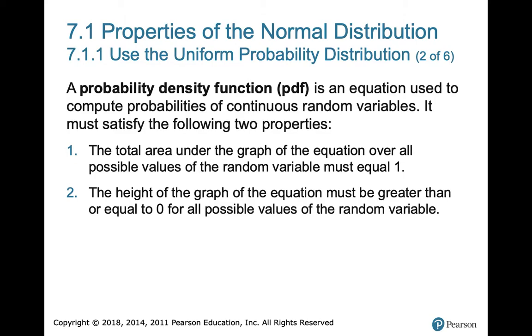So a probability density function, when we think of function, you learned that word back in algebra, we think of equations. So a density function is an equation that's used to compute probabilities of continuous random variables. It has to satisfy the following two properties. The area under the curve needs to be equal to 1 because one of our conditions of probability that we've learned about so far is that total probability options have to add up to 1. And the height of the graph is going to represent those probabilities, so that always needs to be greater than or equal to 0.